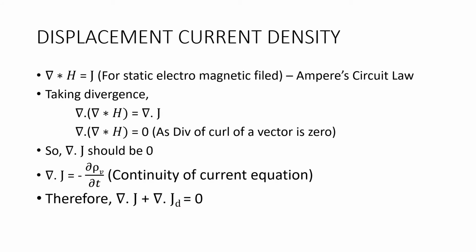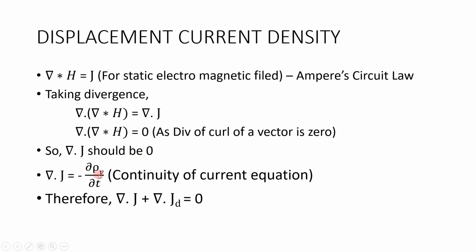Another term that you want to learn is displacement current density. So in case of Ampere's circuital law, we concluded that curl H is equal to J. Okay. So when you take the divergence, del dot del cross H is equal to del dot J. You're taking divergence on both sides, and the divergence of a curl of a vector will always be 0. Based on that, you should say that del dot J will be 0.